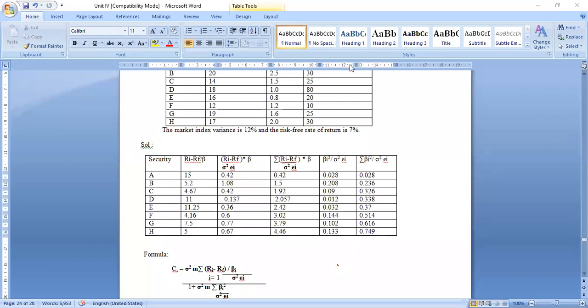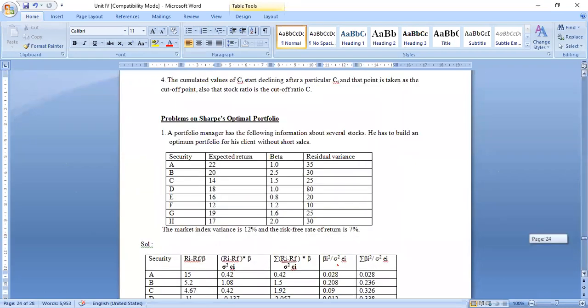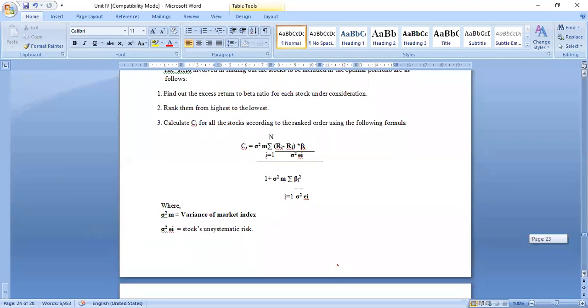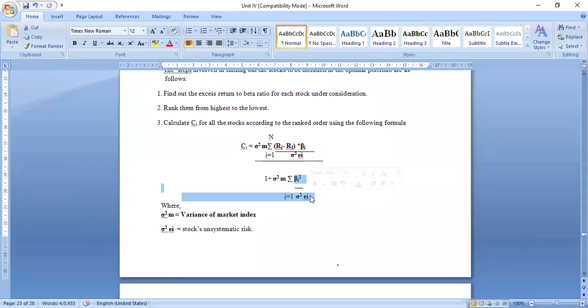Padmaja has got a doubt. Ma'am, in the third column, why are we multiplying the beta value? According to the formula, we have to directly divide by the residual variance. So Padmaja, are you speaking about this? You can just unmute yourself. You're not audible to me. Hello? Yes.